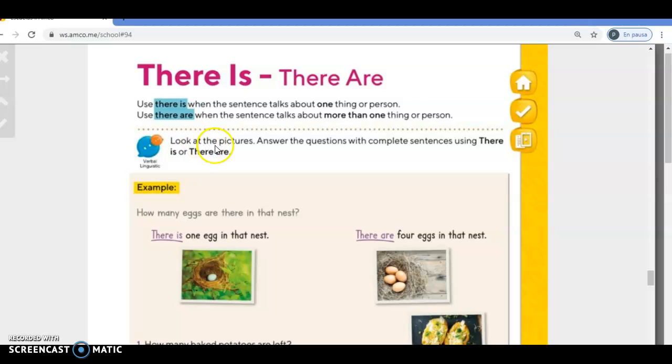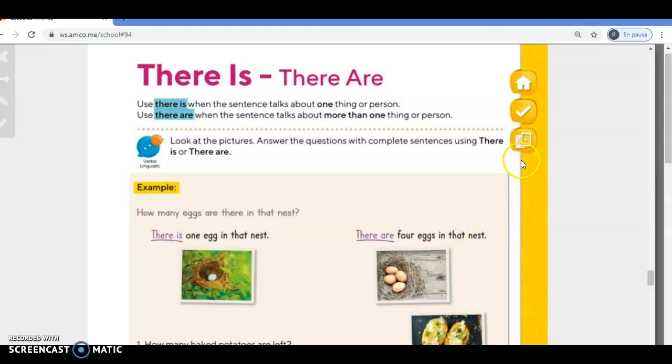Look at the pictures. Answer the question with complete sentences using there is or there are. But before, look at examples. How many eggs are there in that nest? There is one egg in that nest. There are one, two, three, four eggs in that nest.